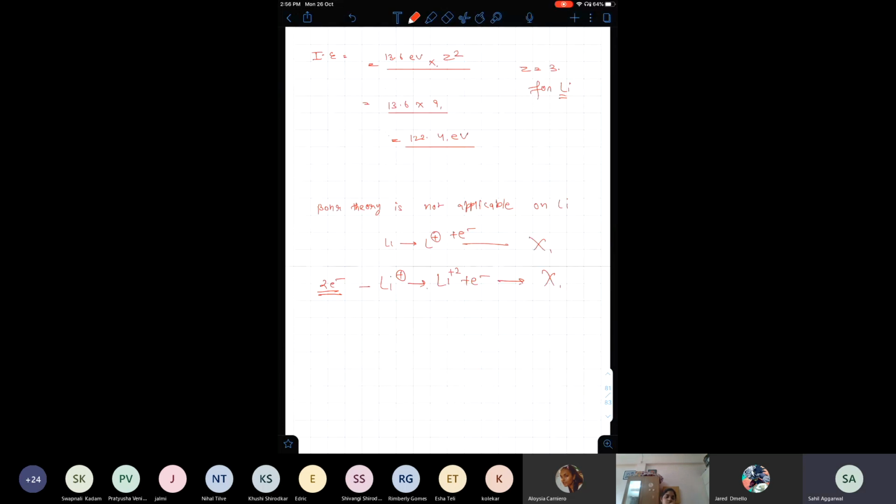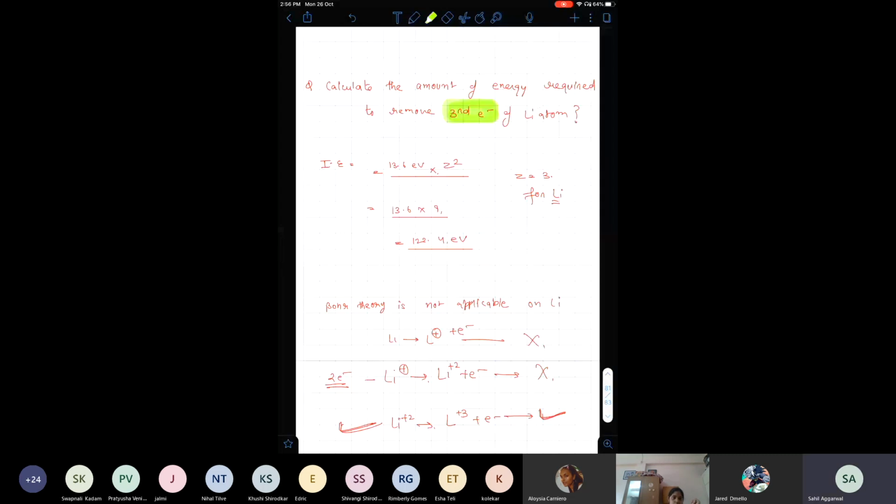Is Bohr theory applicable on Li2 plus? Yes. Bohr theory is applicable only on Li2 plus. So we can calculate only for the third electron. So the formula which is given to you, that is for the third electron only. जो फॉर्मूला आपको बताया है वो थर्ड इलेक्ट्रॉन के लिए ही है.